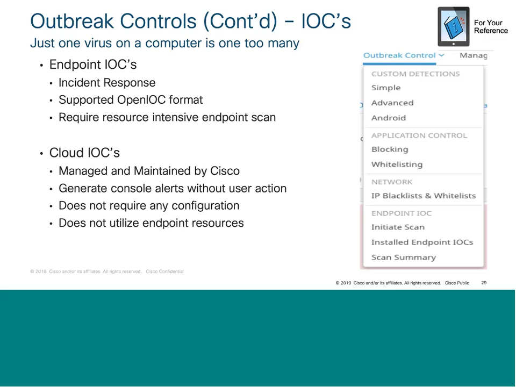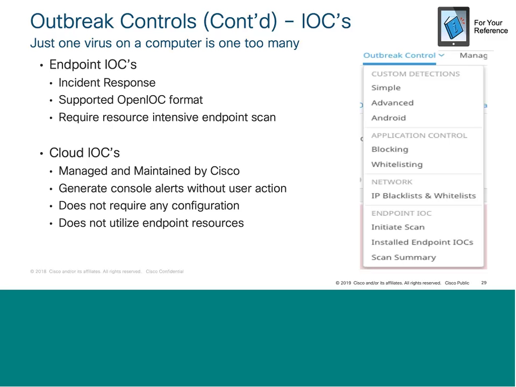Endpoint IOCs: you take a signature file from openioc.com or org or whatever it is, and you install that IOC file on your AMP for Endpoints console. That IOC file can then be assigned to a group of endpoints, and that scan will run on those endpoints. There are a couple of key things to be aware of when running endpoint IOC scans. It's extremely resource intensive. It will use 90+% of all system resources during the IOC scan.